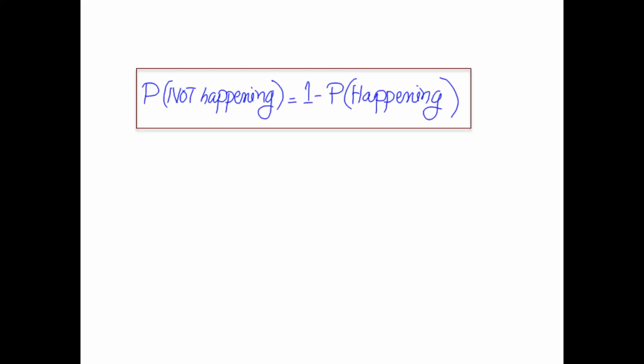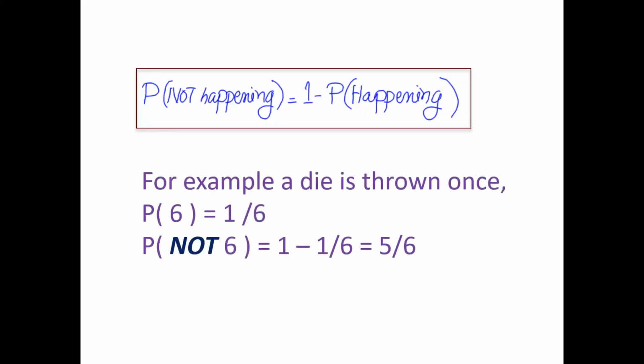Probability of not happening is equal to 1 minus probability of happening. This is called the negation rule. For example, if a die is thrown once, 6 obviously appears once in a regular die, so the probability will be 1 upon 6. But if you do not want to have 6, you have to subtract the probability from 1. So if you want a negative in probability, you have to subtract it from 1. Okay. You have to copy this screen.